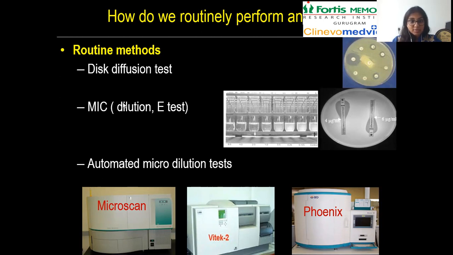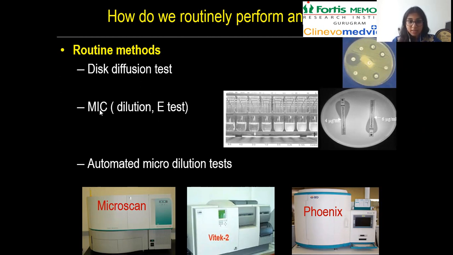The second way of estimating the susceptibility is by assessing the MIC. MIC stands for the minimum inhibitory concentration of the antibiotic, which inhibits the growth of the microorganism. And this can be assessed by the broth microdilution method, where serial antibiotic concentrations are added to a particular concentration of the microorganism, and the concentration which inhibits the growth of the organism, which is estimated by clearing of the zone, is the minimum inhibitory concentration.